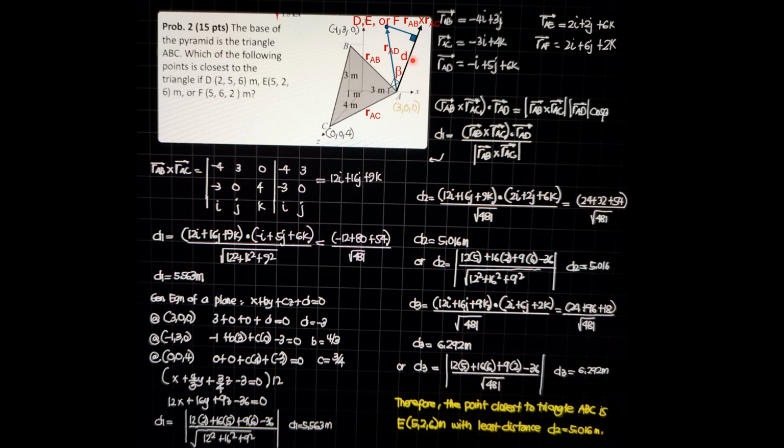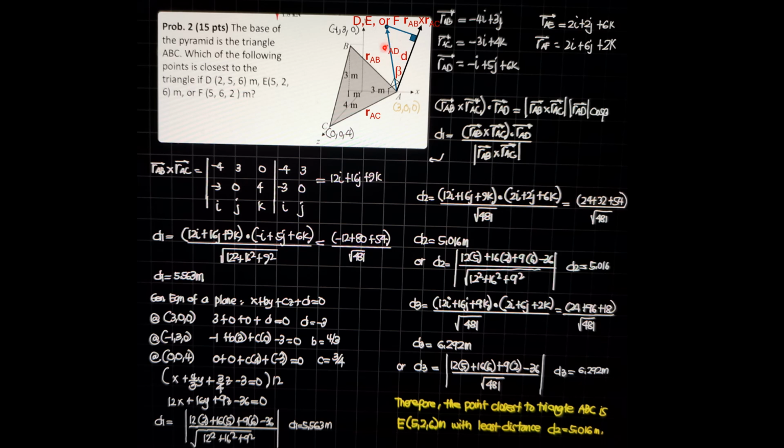And this is derived or formulated by getting the dot product of RAD and RAB cross RAC. So RAB cross RAC dot RAD is equal to the magnitude of RAB cross RAC times the magnitude of RAD times the cosine of beta.